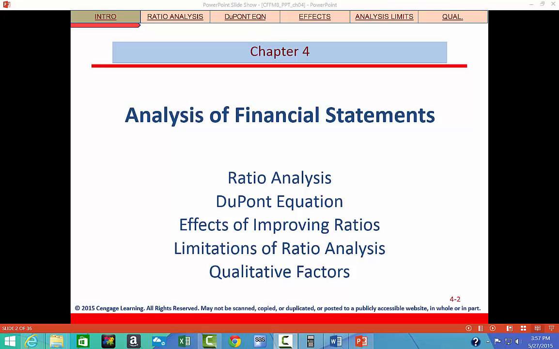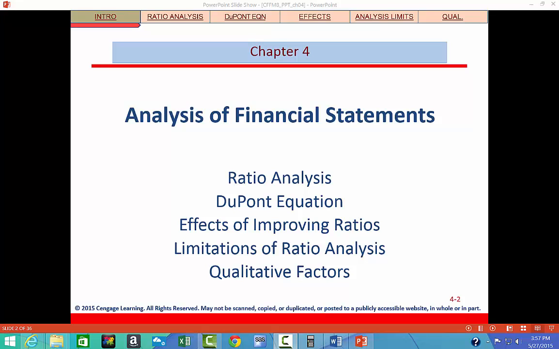Chapter 4 deals with the analysis of financial statements. Our major learning objectives are, first, to explain what ratio analysis is. Second, to list the 5 groups of ratios and be able to identify, calculate, and interpret the key ratios in each group. Third, discuss each ratio's relationship to the balance sheet and income statement.